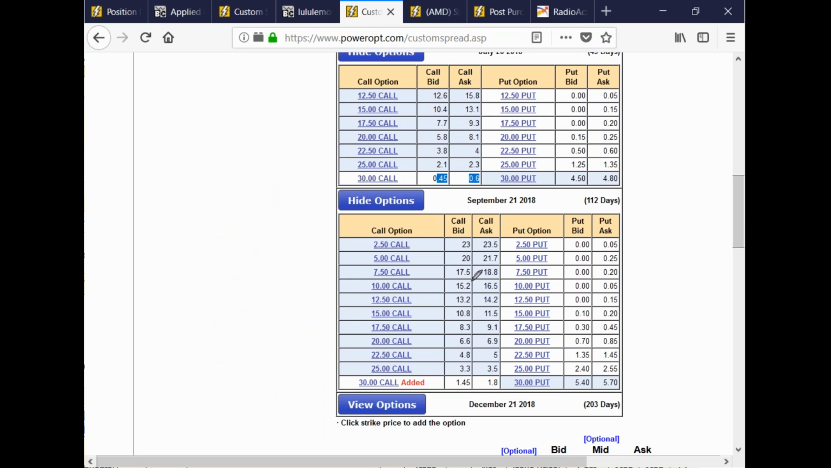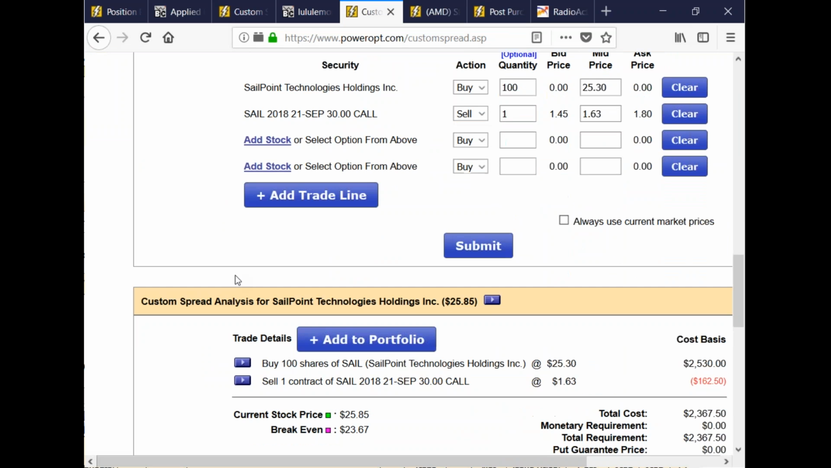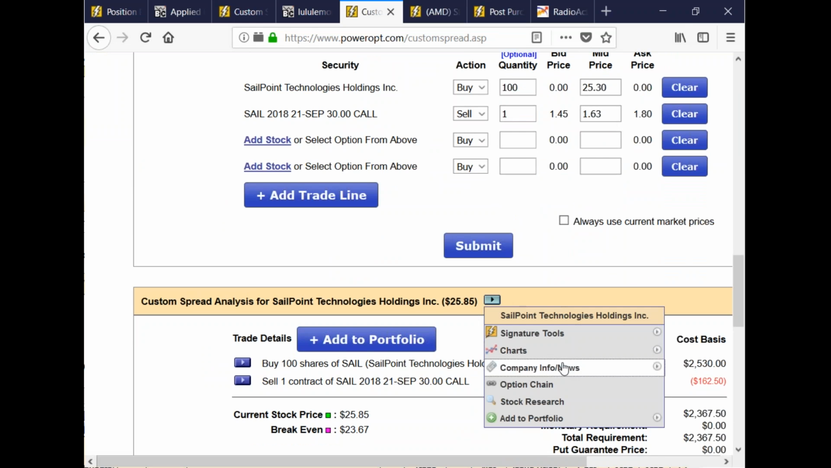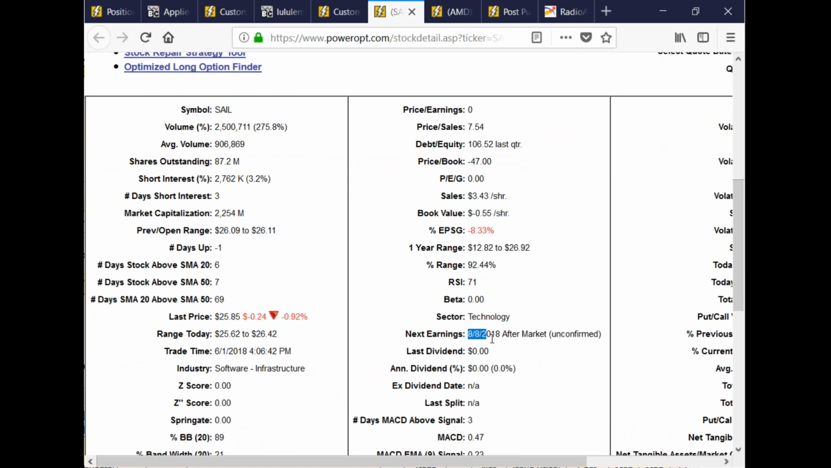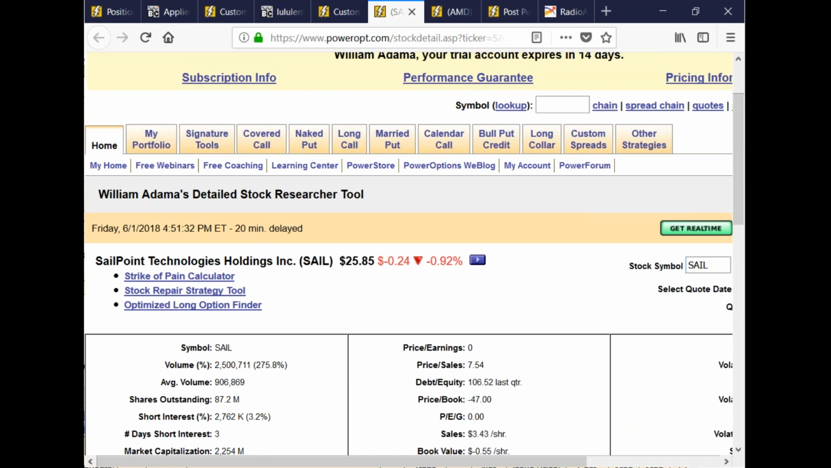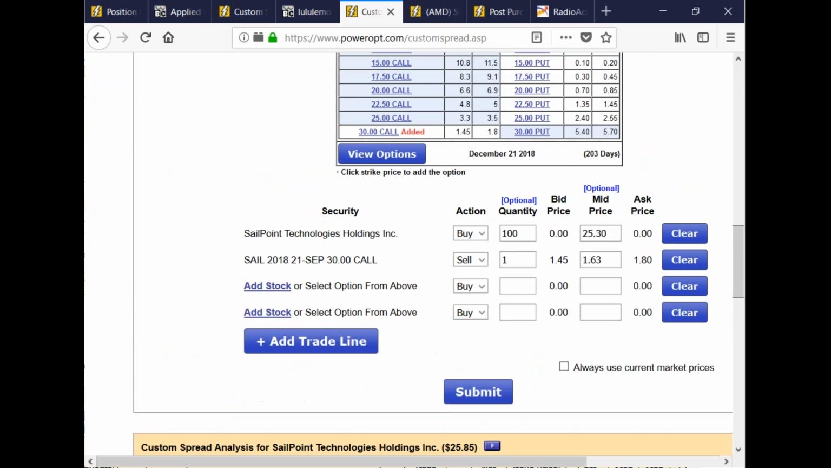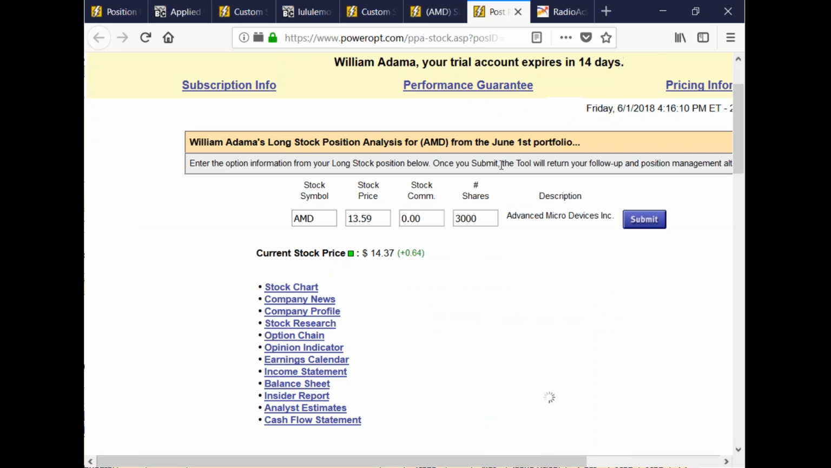Now, why is that? I'm assuming the earnings are coming up after July expiration. That's my guess. And that's why the Junes and Julys, well, actually the Junes are so cheap, because they're out of the money. But let me go to stock research. Oh, earnings are not until 8/8. Okay. So that's still far enough away. But if the earnings were before July, or if there were no earnings between now and September, that's what you'd see.